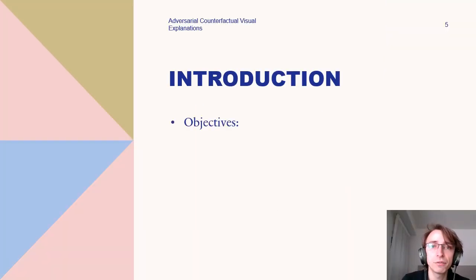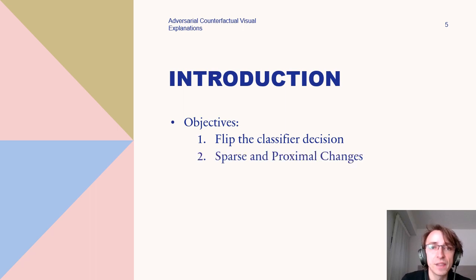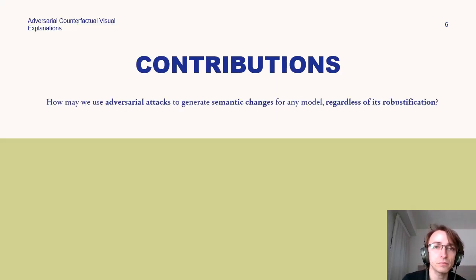So, there are objectives for counterfactual explanations to follow. The first one is to flip the classifier's decision. Then, to create sparse and proximal changes. And finally, the final instance must be perceptually realistic. Hence, in this paper we solve the question: how may we use adversarial attacks to generate semantic changes for any model regardless of its root specification?